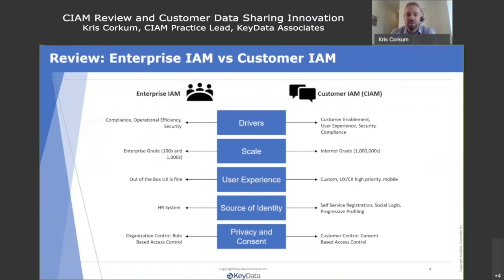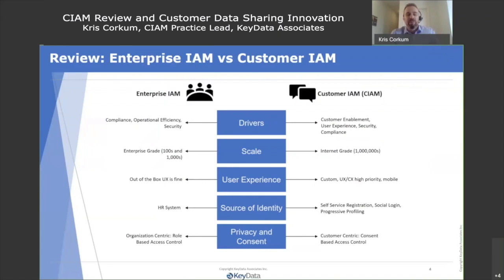So scale, user experience, and source of identity are also contrasted in the slide for you to see how much bigger CIAM is, how a much greater emphasis is placed on user or customer experience, and how users either create their own identities or bring their own, instead of being sourced from an HR system.